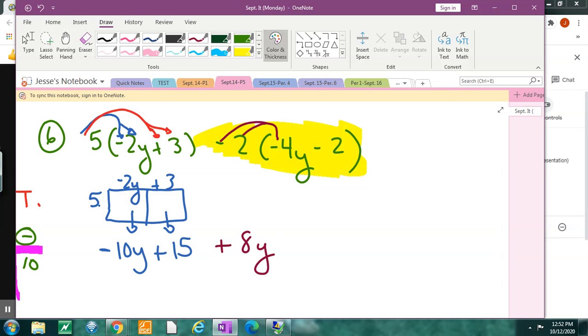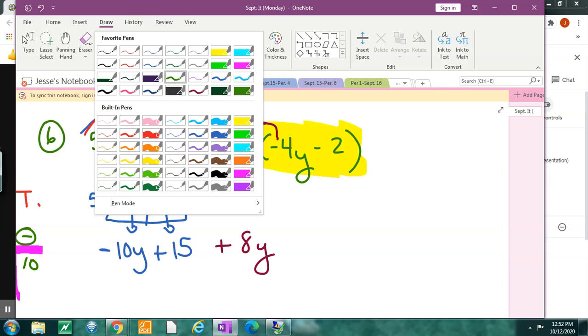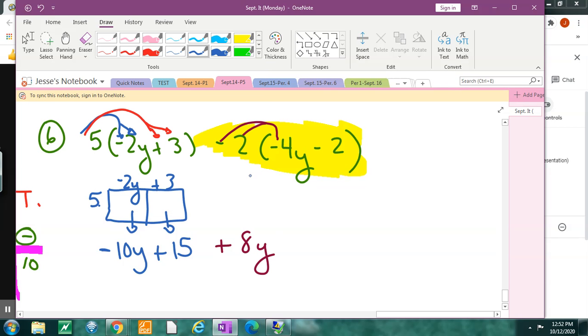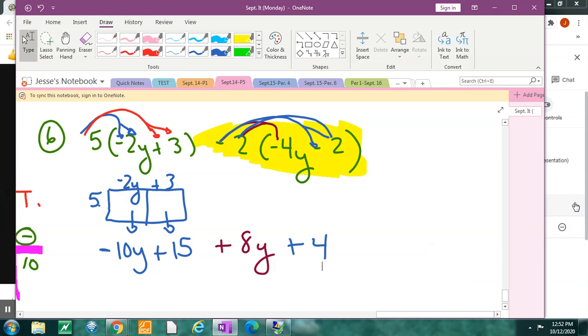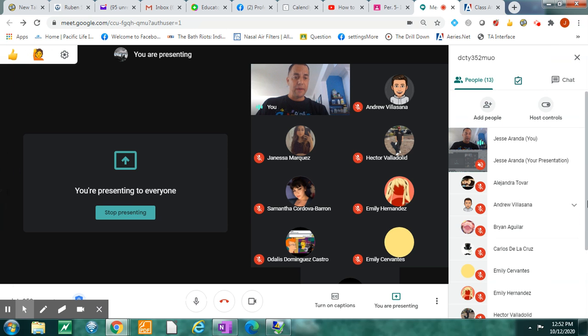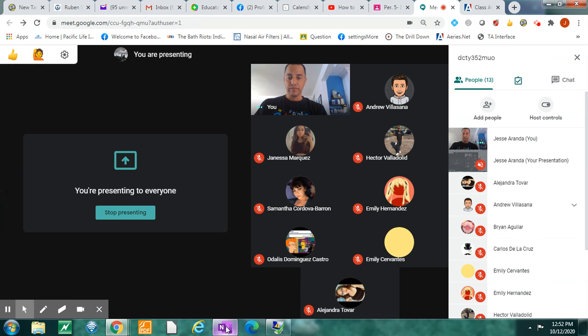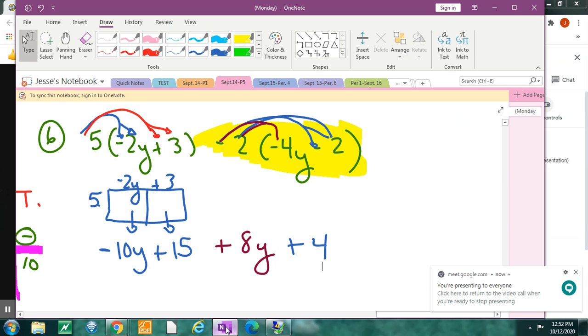Next one. Let me pick a different color. Blue. Negative times the negative is positive, and then don't forget the 2 times the 2 is 4. All right. Cool. So now let's see. Andrew, what am I going to combine here?